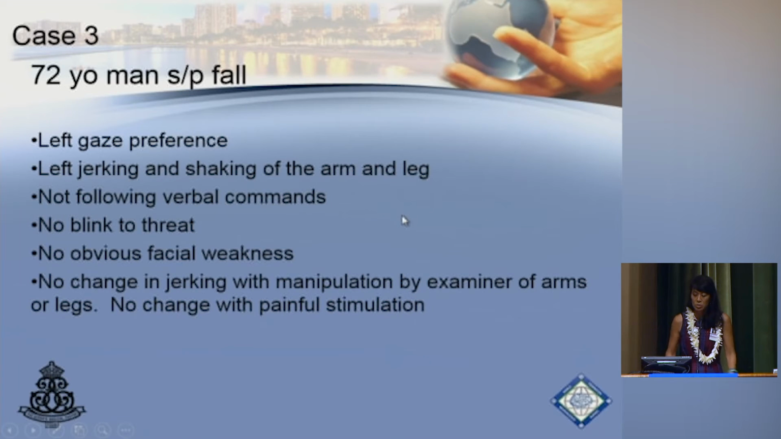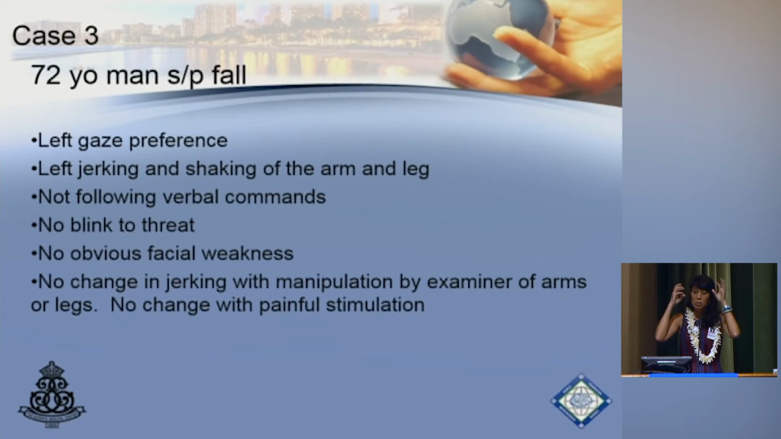Okay, case 3. We have 8 cases to do. A 72-year-old man who's fallen. He has a left gaze preference. Okay, so here we go, left gaze preference. So either he's seizing in the right hemisphere or had an event in the left hemisphere or an event in the right brainstem in the pons.